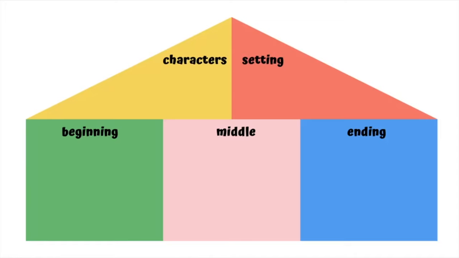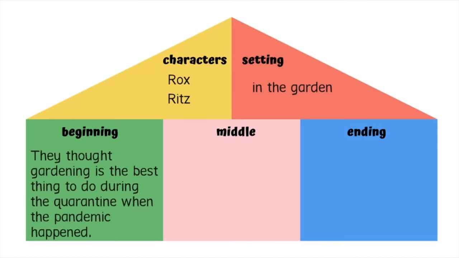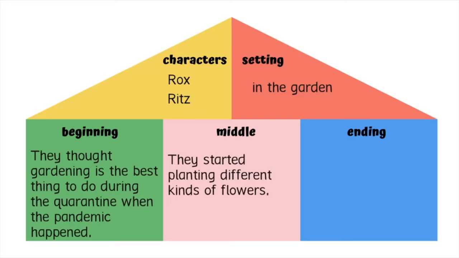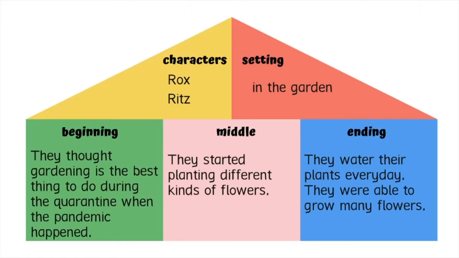The characters are Rocks and Reeds. The setting is the garden. The beginning of the story is, they thought gardening is the best thing to do during the quarantine when the pandemic happened. The middle of the story is, they started planting different kinds of flowers. The ending of the story is, they watered their plants every day. They were able to grow many flowers.